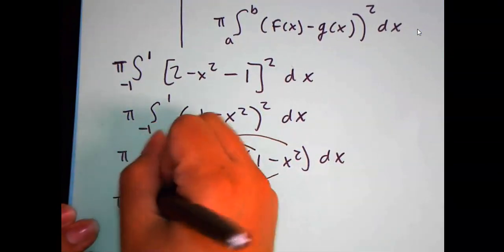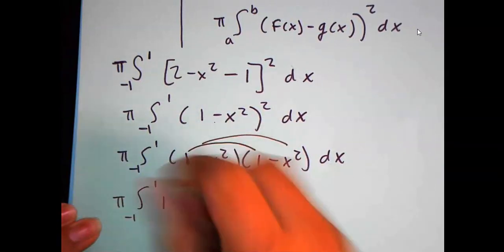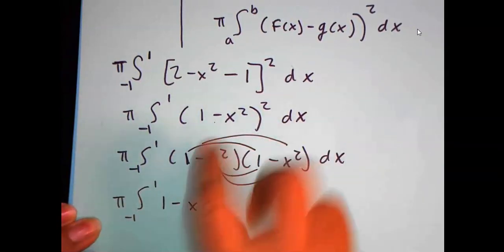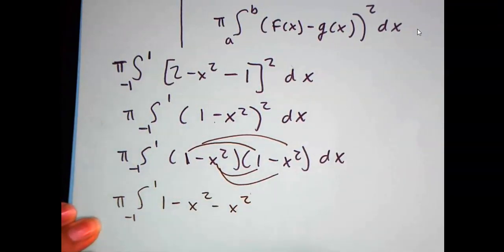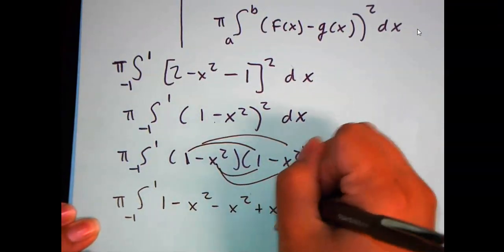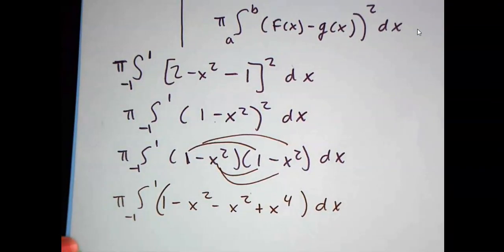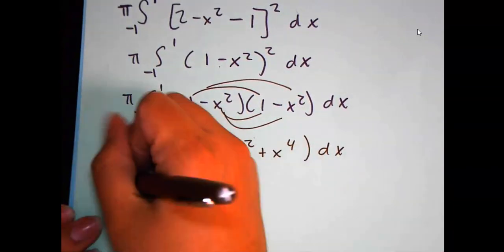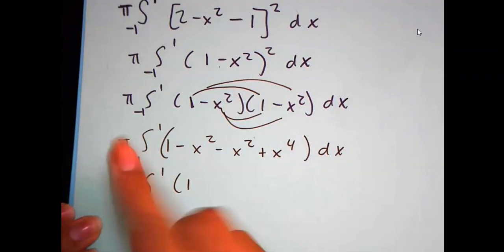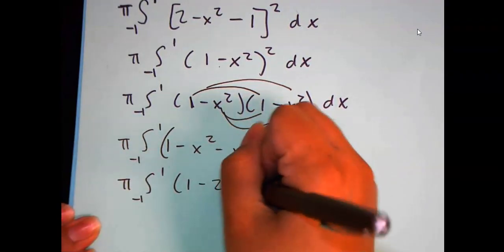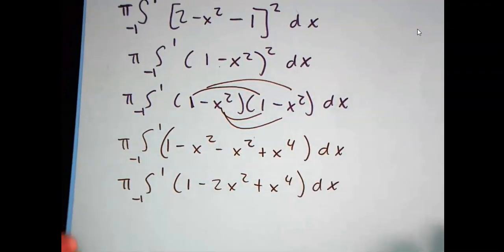So I have my pi, -1 to 1. 1 times 1 is 1. 1 times negative x is negative x. Negative x times 1, negative x. Negative x times negative x, positive x squared. Let's simplify. Let's combine like terms. There's only one constant. Minus 2x plus x squared dx.